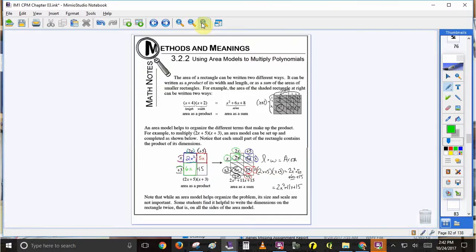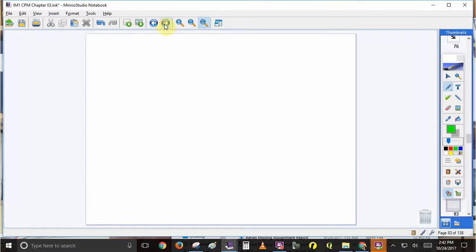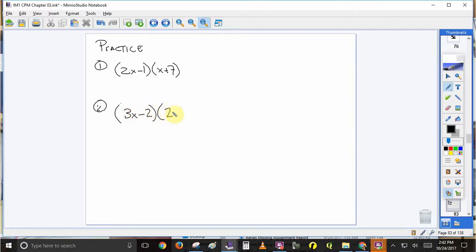On the next slide, guys, I've got some practice problems for you. I'm just going to make them up here. So create an area model, multiply these out, and write the area as a product and a sum. So we're going to say 2x minus 1 times x plus 7. Let's say 3x minus 2 times 2x minus 6.